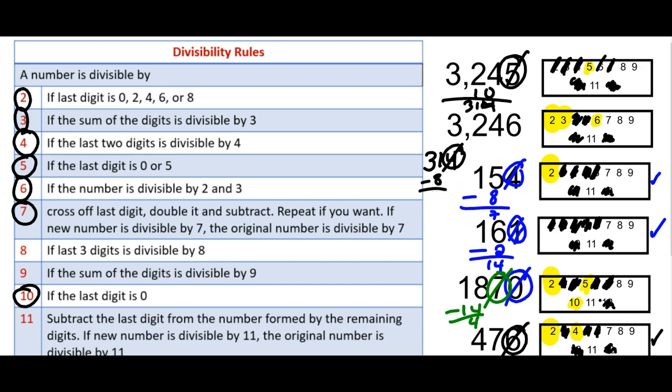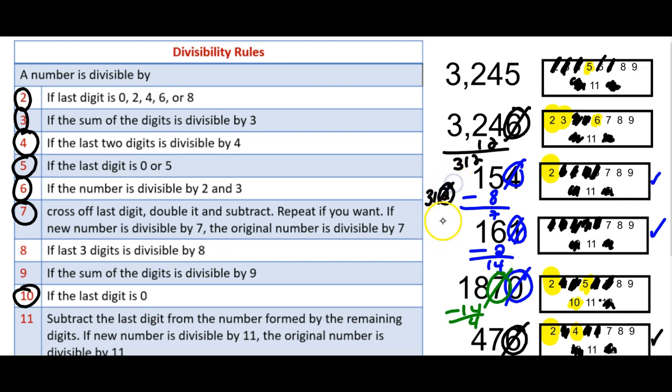We got one more to cover here. Circle your last digit, cross it off, double it, and subtract. You get 312. Now I don't know if 312 is divisible by 7 off the top of my head, so I'm going to repeat the process. Cross off the last digit, double it, subtract, and I'm going to get 27. 7 will not go into 27, so 7 will not go into 3,246.